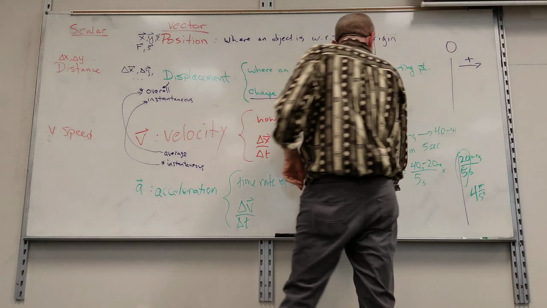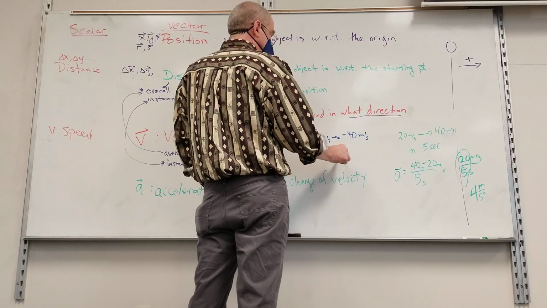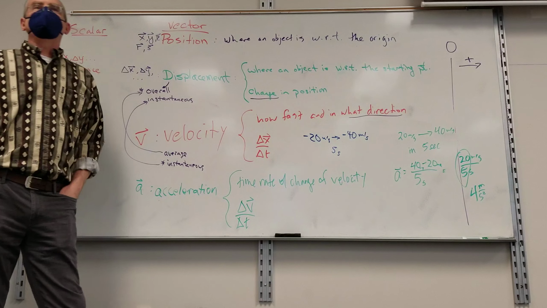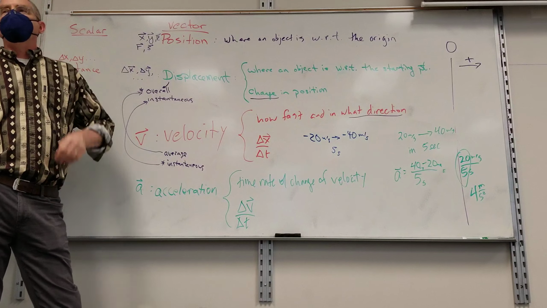Now let's change it. I'm going to go from negative 20 meters per second to negative 40 meters per second in 5 seconds. What is my average acceleration now? Negative 4 meters per second squared. Yep. Because my change is negative 40 minus negative 20 divided by 5, which is negative 20 divided by 5, or negative 4 meters per second squared.